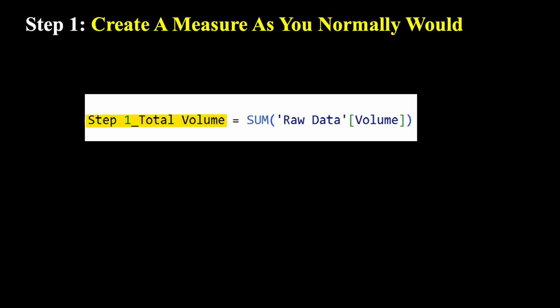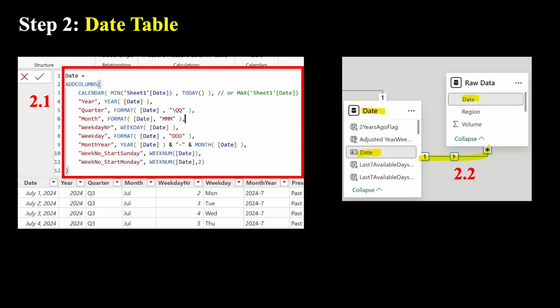Step 1 is to create a measure as you normally would. In this case, we're using the total volume. Step 2, create a date table and connect it to your raw data table.